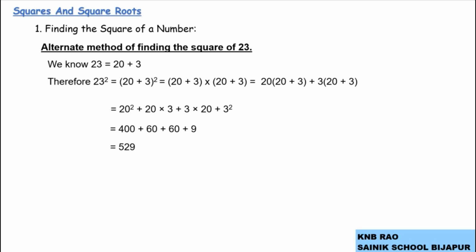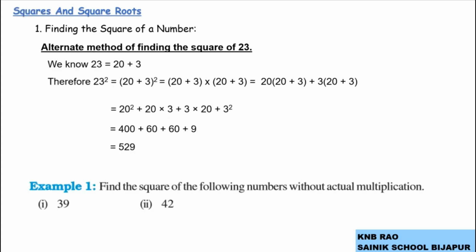Now we shall see some more questions in this alternate method. I am giving you a work. Note down those two numbers and find the square of those two numbers using this alternate method. Here is the work for you: find the square of the following numbers without actual multiplication. So find out 39 square.